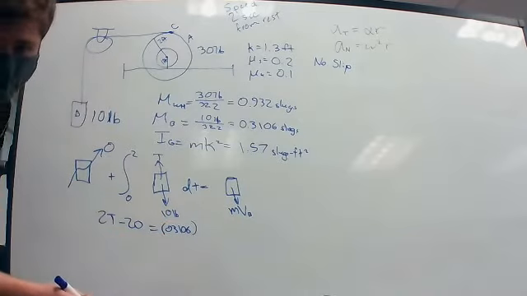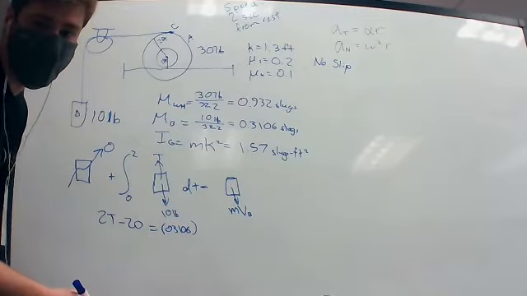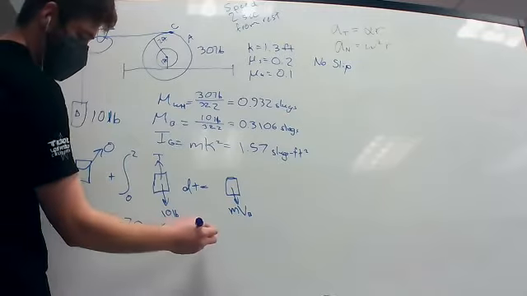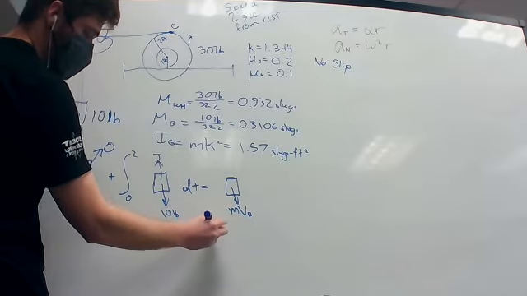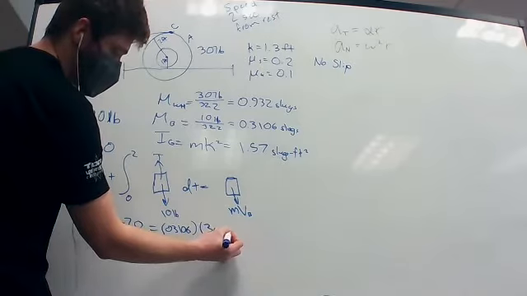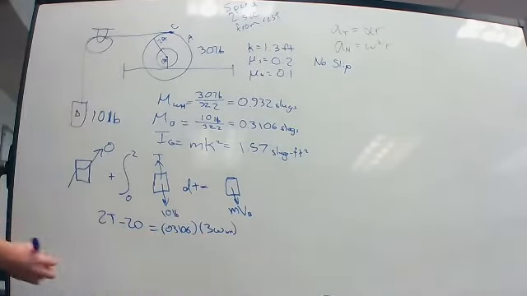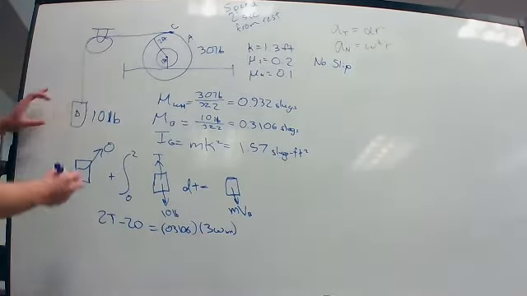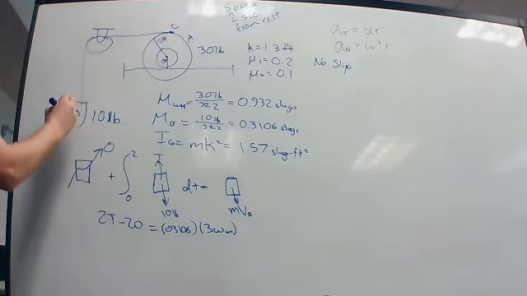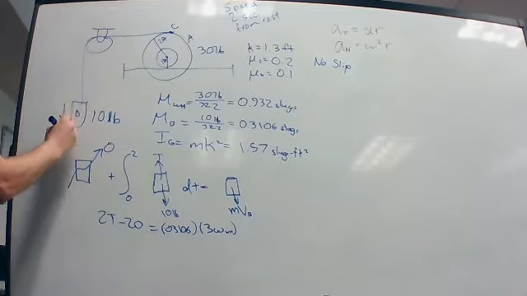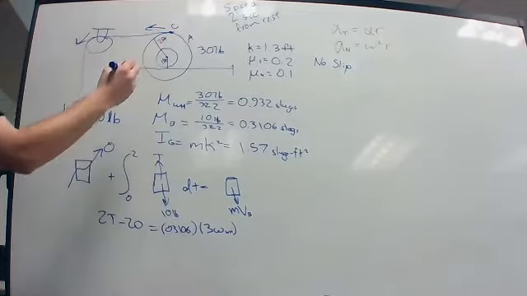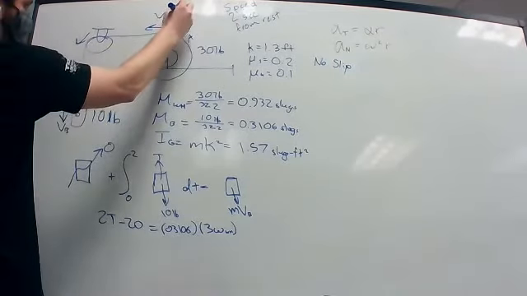And VB is unknown, but we can rewrite it as 3 omega of the wheel. We know that we can rewrite it like this because the velocity here is going to be the same as the velocity here. This one big cable means that this V is equal to this V, which is equal to this V. So VC is equal to VB.